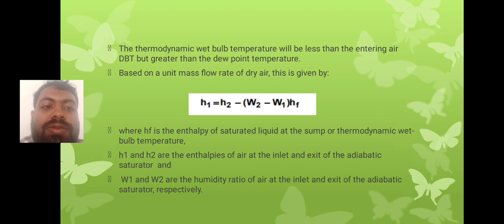It is given as H1 = H2 − (W2 − W1) Hf, where Hf is the enthalpy of saturated liquid at the thermodynamic wet bulb temperature. H1 and H2 are the enthalpies of air at the inlet and exit. W1 and W2 are the humidity ratios of air at the inlet and exit respectively.